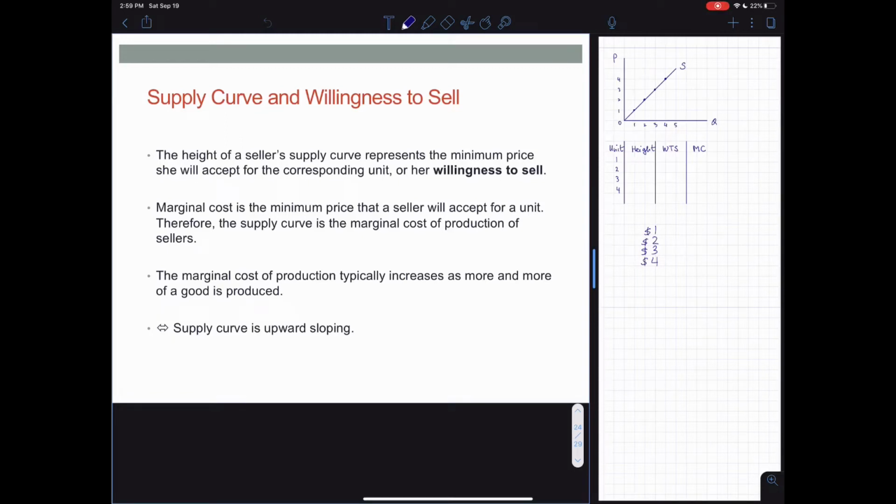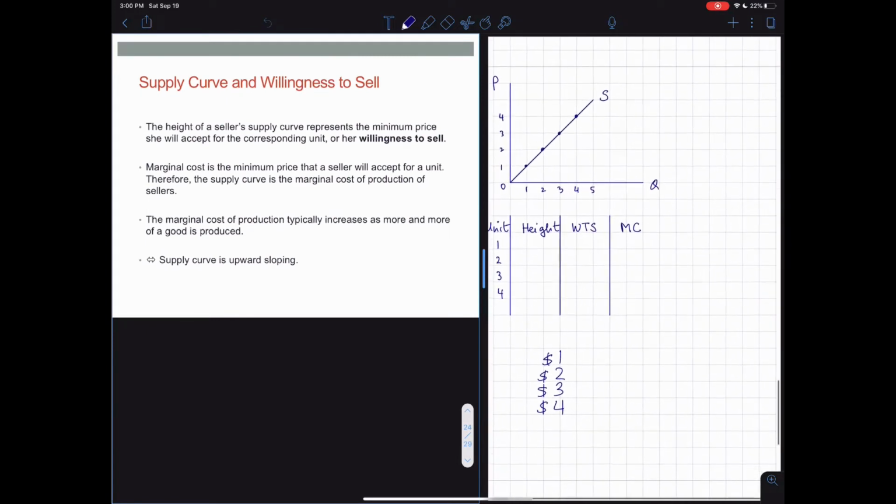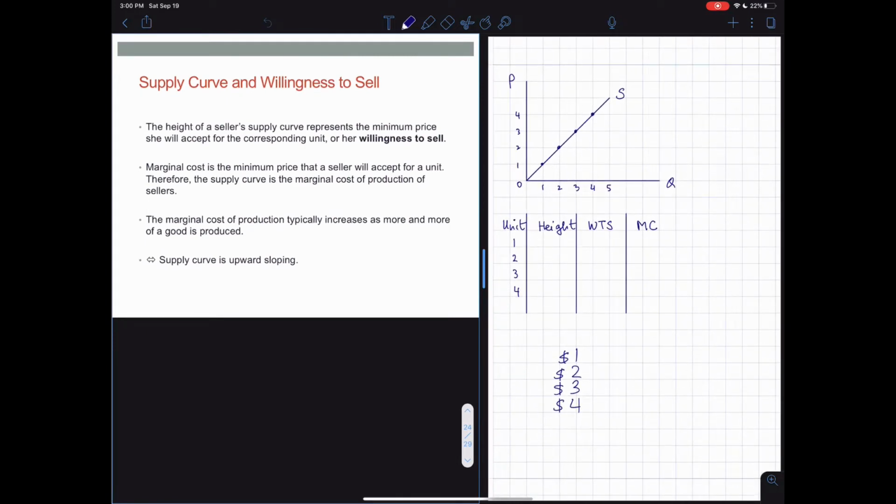Let's talk about what the supply curve is and where it comes from. The height of a supply curve represents the minimum price that a producer will accept for the corresponding unit. This minimum price that a producer will accept is called the willingness to sell. Let's use an example. I have drawn a hypothetical supply curve.